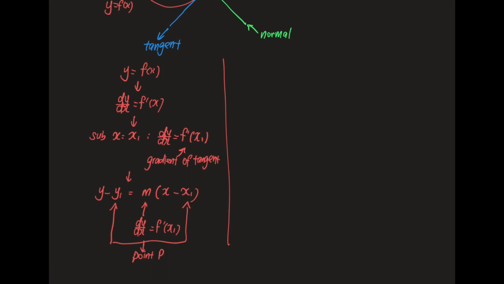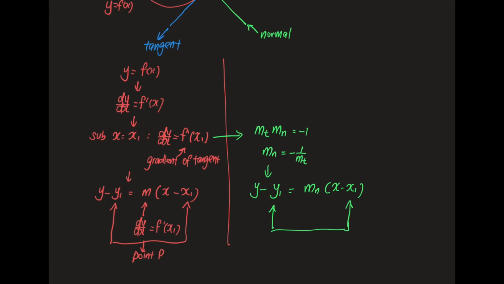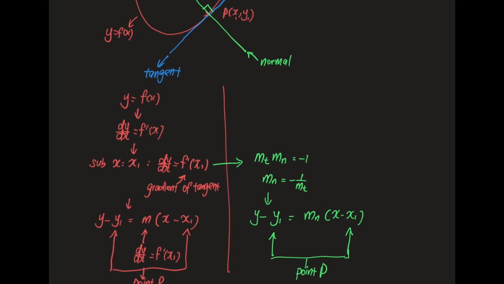Okay, now let's take a quick look at how to find normal. For normal, we need to do an extra thing here. Once you get the gradient of tangent, you use gradient of tangent times gradient of normal equal to -1. Then you get the gradient of normal. After that, you use y - y1 equal to gradient of normal times (x - x1) to get the equation of normal. Again, the x1, y1 is the point P.